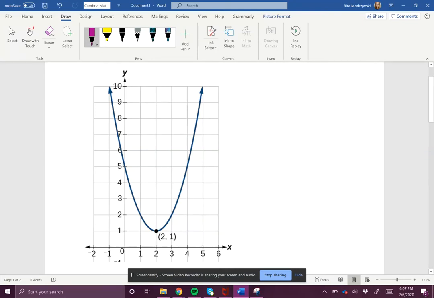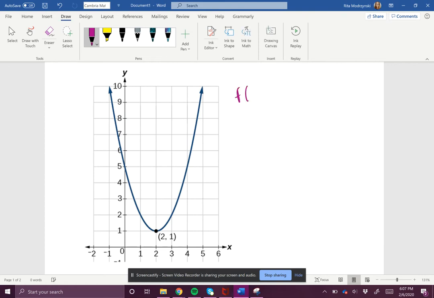This video is over writing a vertex form equation from a graph. Follow along on a piece of notebook paper and you can bring it into class tomorrow. This is a picture of a parabola that we have, and yesterday you looked at the same thing with the projectile motion problems, except your parabola was facing downwards, while this one is facing upwards. So let's go ahead and write our vertex form equation.